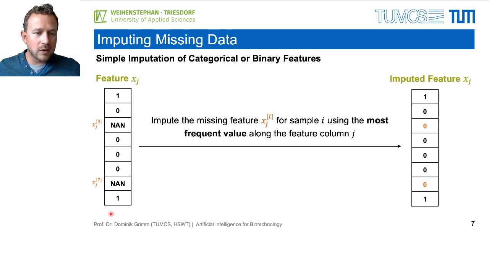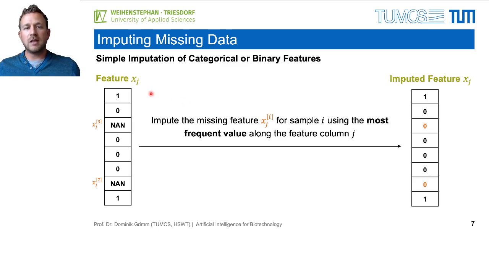What we could now do is impute this missing value by using the most frequent value along this feature column j. So we look at this feature column, then we count how often the specific categories appear. In this case, the 0 is 4 times in this feature column. The 1 is only 2 times. So the most frequent value is 0. So then what we would do here in this binary or categorical imputation, we just set these 2 samples to 0 as well.